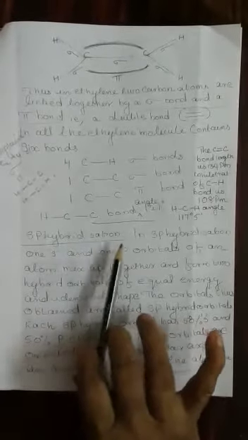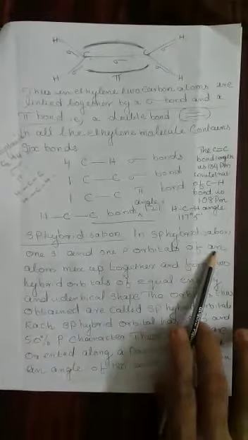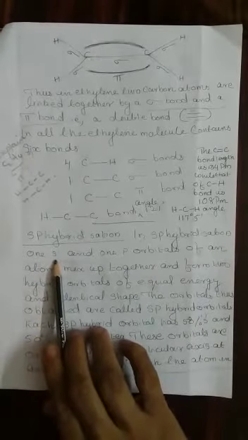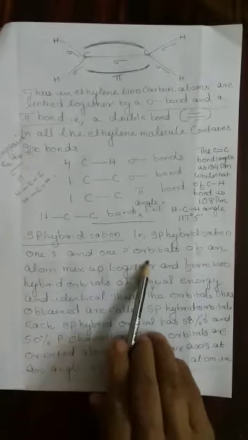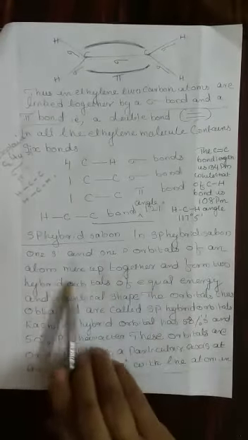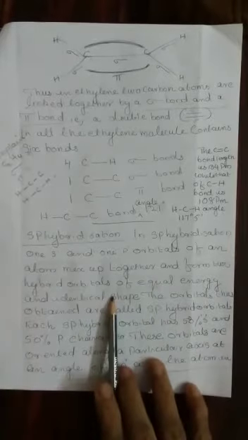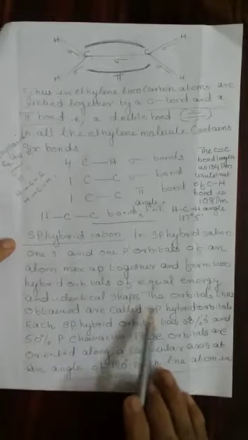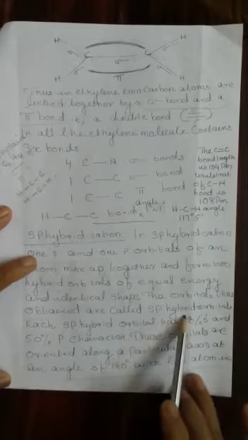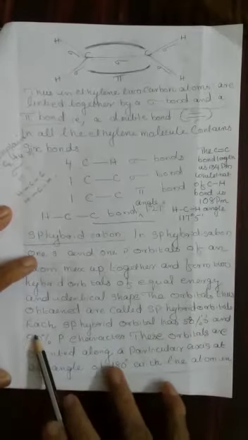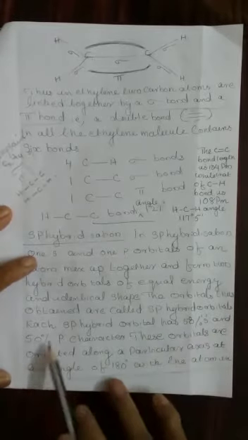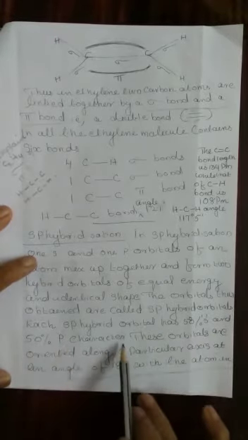sp hybridization. In sp hybridization, one s and one p orbital of an atom mix together and form two hybrid orbitals of equal energy and identical shape. The orbitals thus obtained are called sp hybrid orbitals. Each sp hybrid orbital has 50% s character and 50% p character.